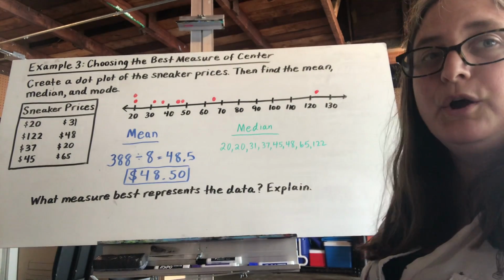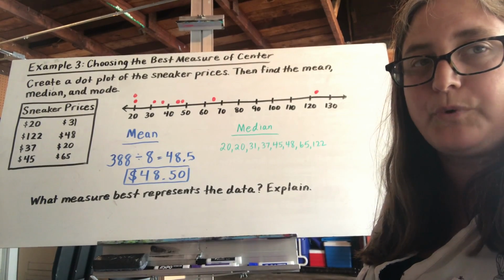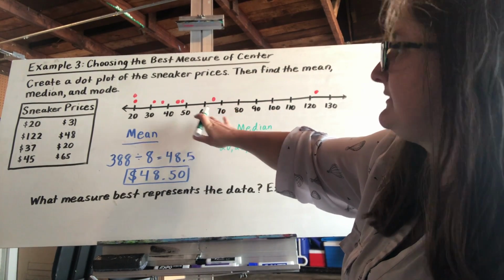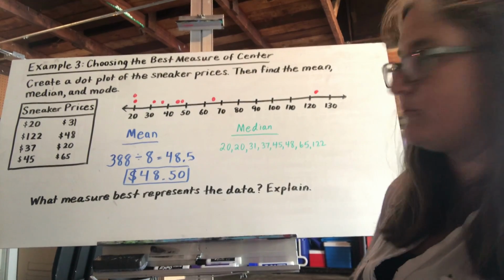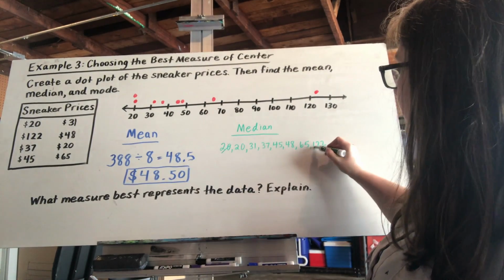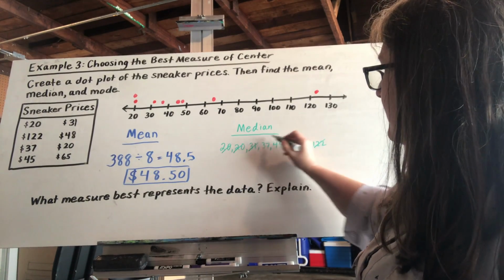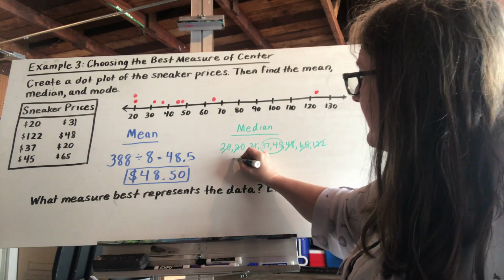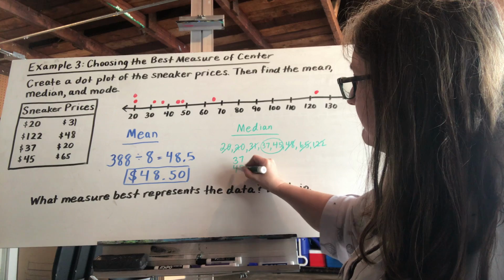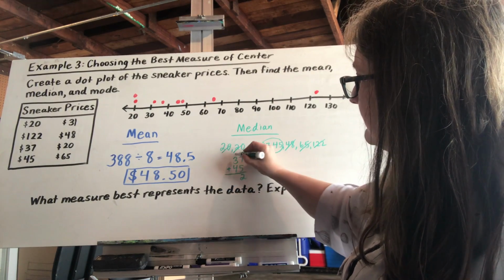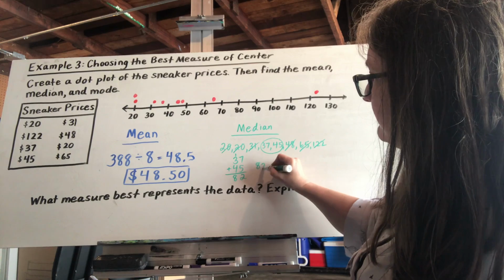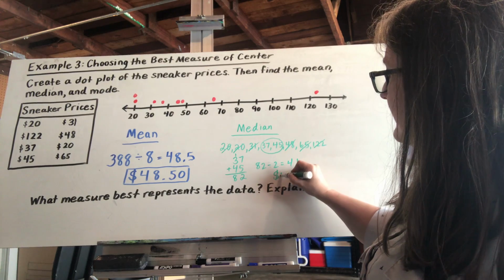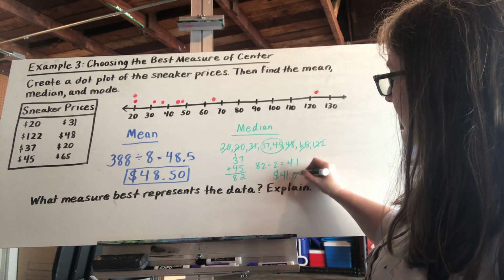And having the dot plot really helps me to put them in order quickly, because I know, for this, I'm looking for only one number between 60 and 70. So it's easy to identify them quickly and make my list. So I'm going to work towards the middle, finding my median. And I've got 2 numbers, so I'm going to add up 37 and 45. And I get my grand total here of 82. 82 divided by 2 is 41. So the median price for sneakers is $41.